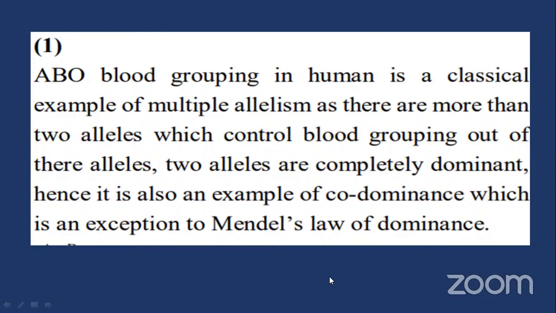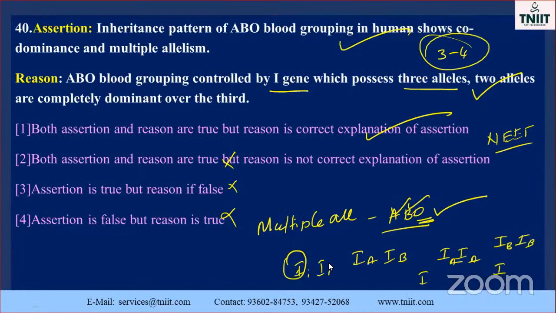Already in our co-dominance, what is the meaning of co-dominant? A particular gene is controlled by more than 1 allele. That is the thing that has been given here. ABO blood grouping is controlled by the I gene only. The particular gene controls more than 1 alleles. Okay, so that is called co-dominance. Given examples of multiple alleles mean ABO blood grouping.